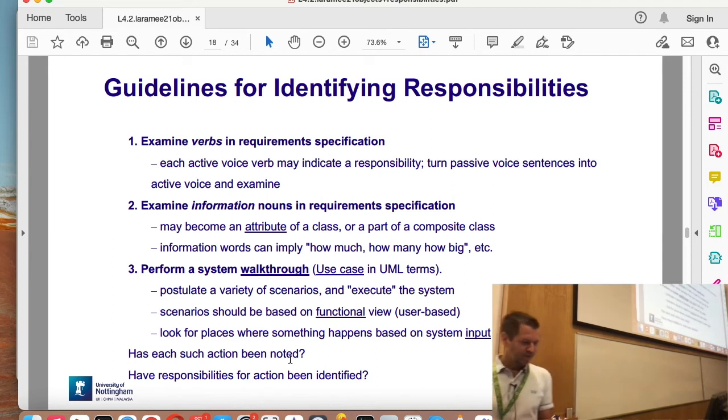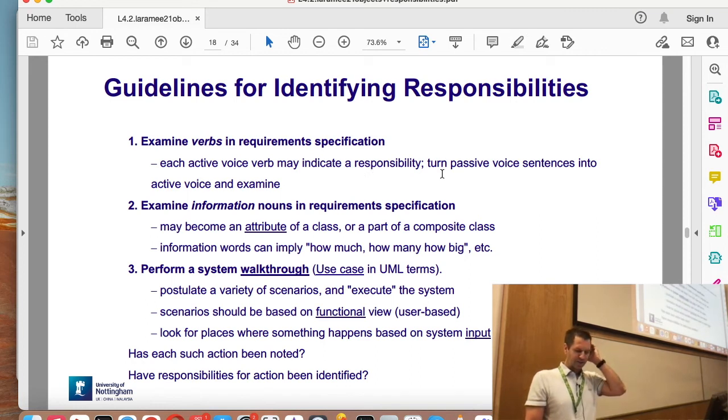So, guidelines for identifying responsibilities. Examine verbs in the requirement specification. In the first pass of the requirement specification, we looked for nouns, and those corresponded to objects. Then we want to look for verbs in the requirement specification. Those correspond to responsibilities or methods. Each active voice verb may indicate a responsibility. Turn passive voice sentences into active voice sentences and have a look if you discover any new responsibilities.